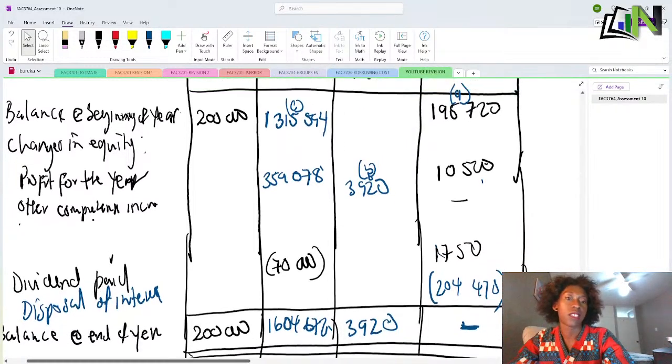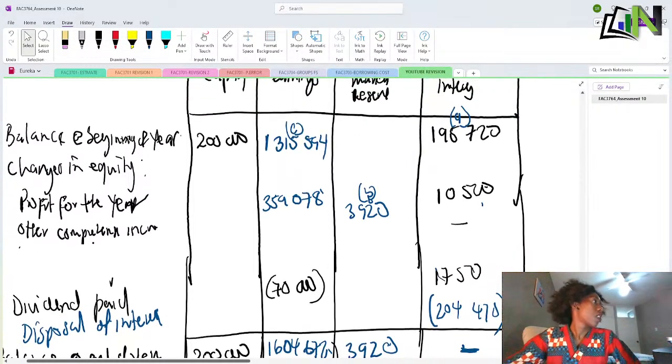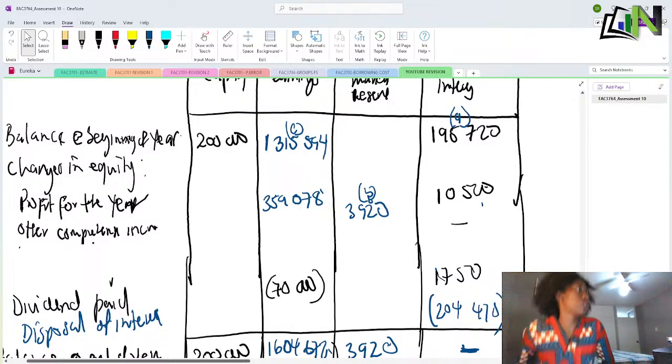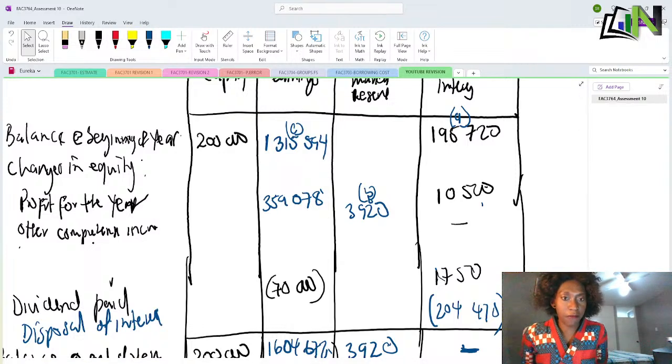On my side, everything seems fine, so I'm not so sure. MK, I'm not so sure where you are getting your difference from. Everything seems perfectly fine on my side, and all these figures are coming from the analysis of owner's equity. So please double check your analysis of owner's equity and let me know.